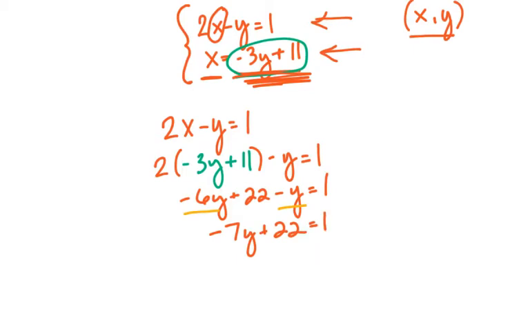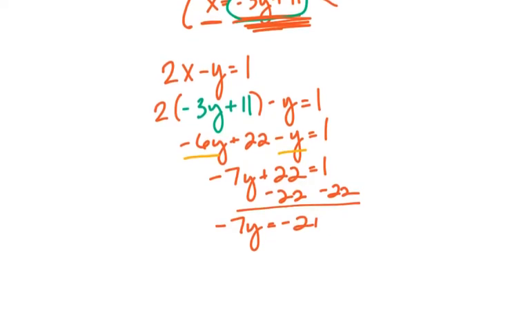And now I'm going to subtract 22 on both sides of the equation. So I end up with a negative 7y equals a negative 21. And now I will divide both sides by negative 7. So these cross out and I have y equal to a positive 3.